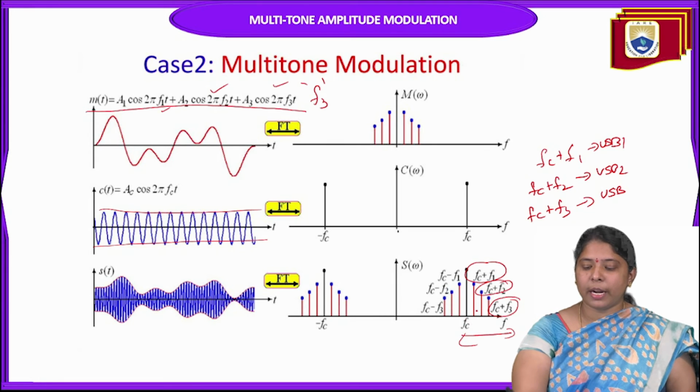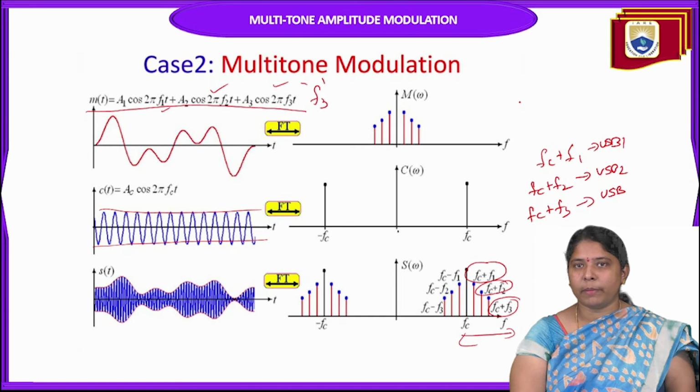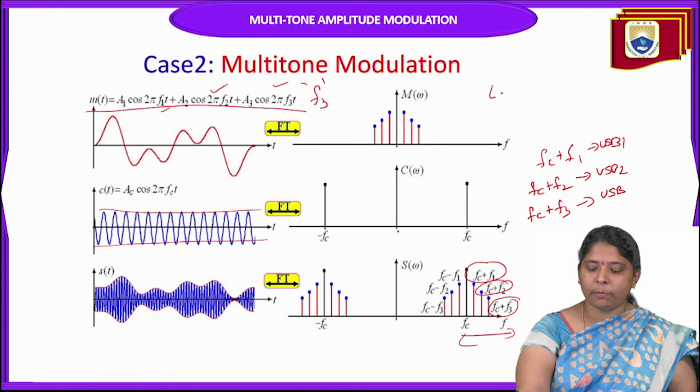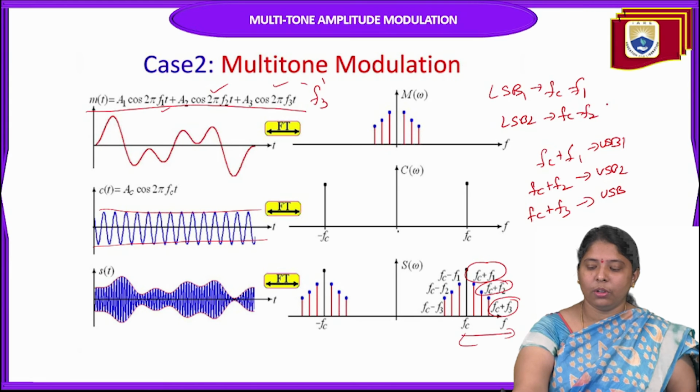Similarly, there are also three lower sidebands because the message contains three different frequencies. Lower sideband 1 is fc − f1, lower sideband 2 is fc − f2, and lower sideband 3 is fc − f3.